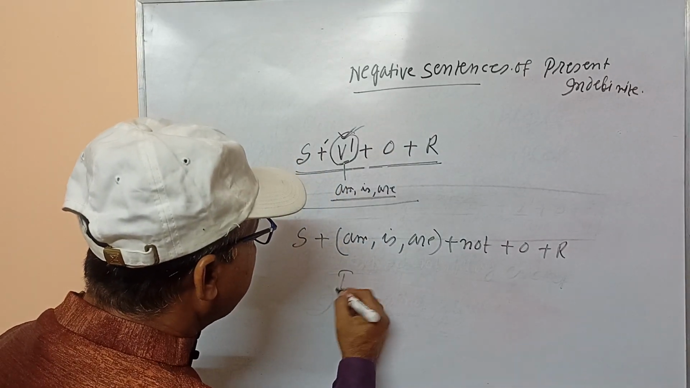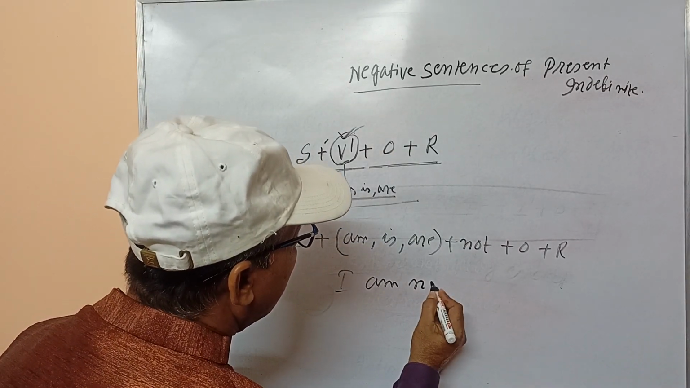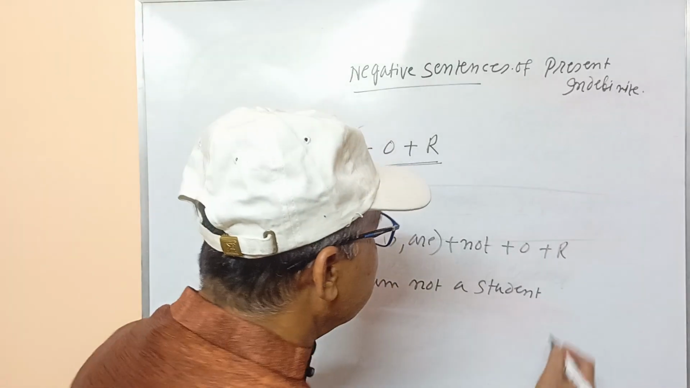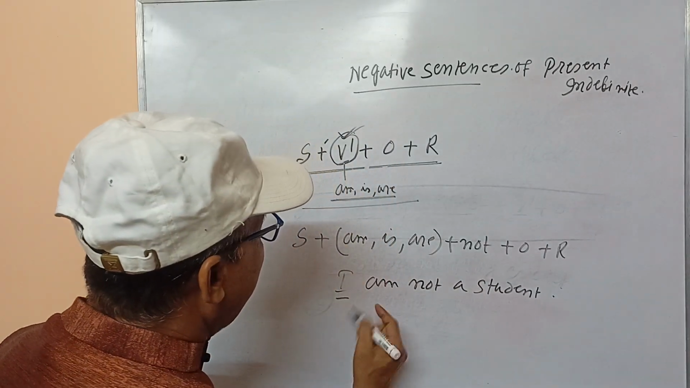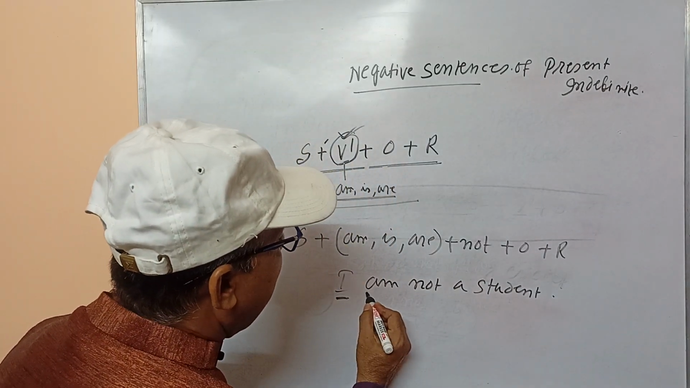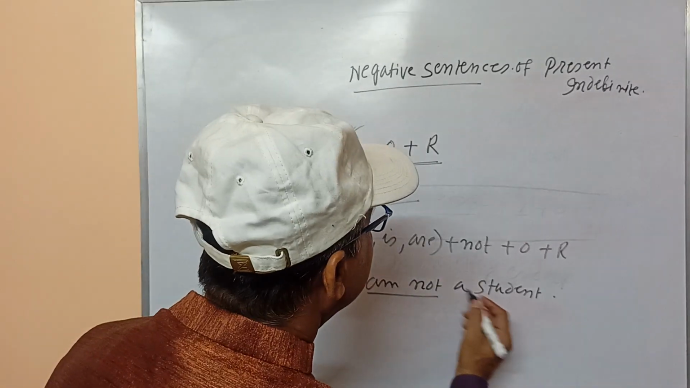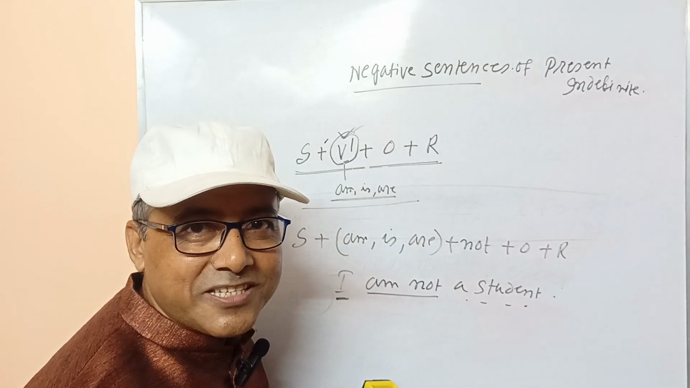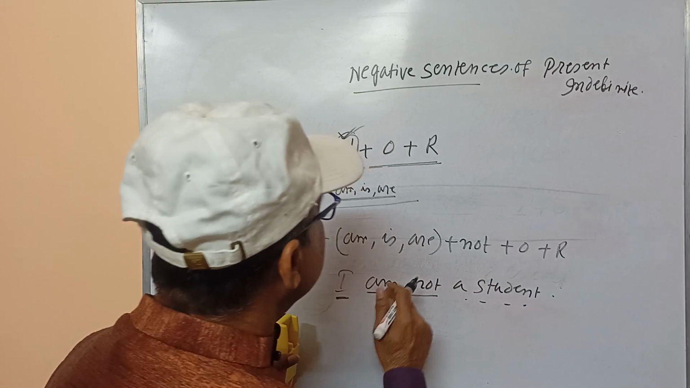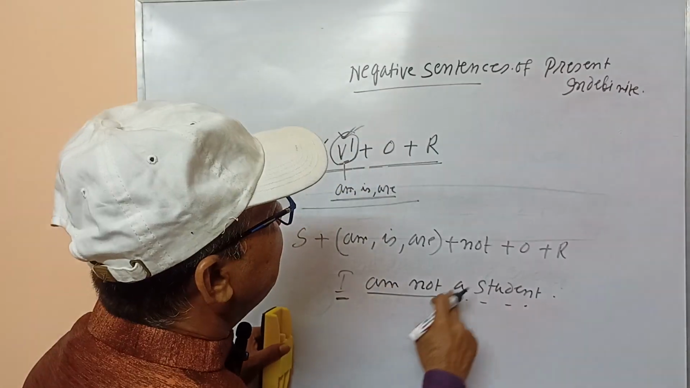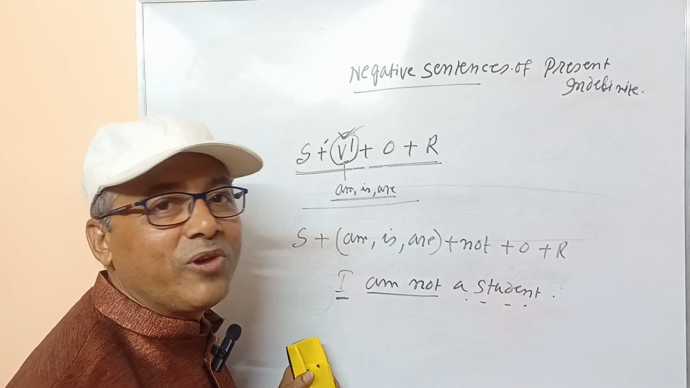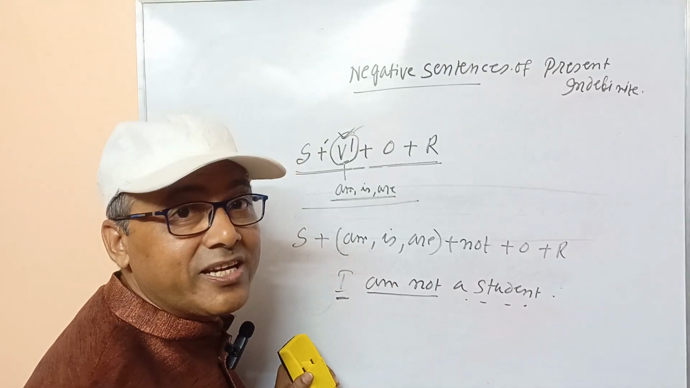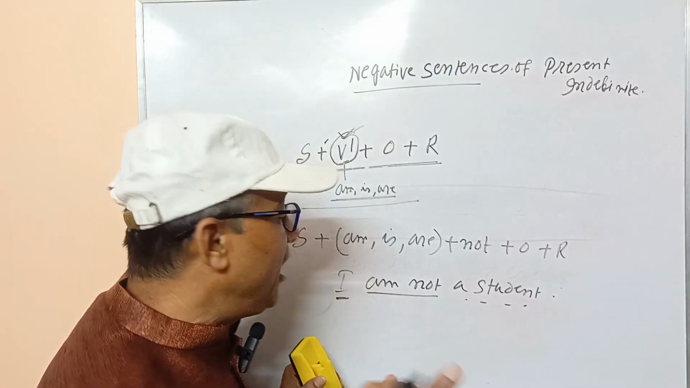For example, I am not a student. See, I am not a student. I have taken the subject, and then according to the subject, according to the person, I have taken am not, and then a student, the other parts of the sentence. So I have taken the subject, am not, and then the object or remaining. Whatever I get, I will write there, right? In this way, we can create a lot of negative sentences with the help of be verb.